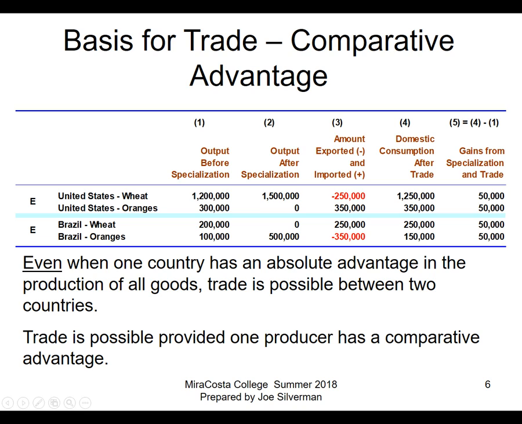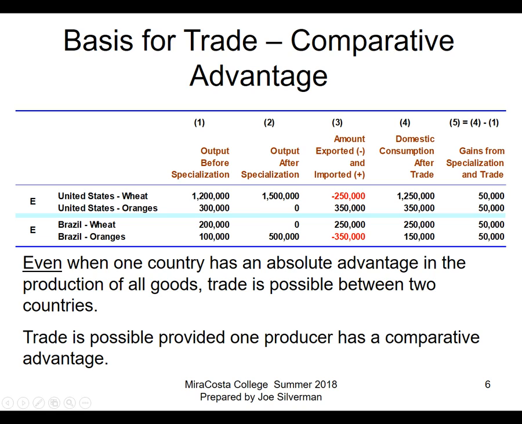So what I'm doing over here is subtracting 250,000 tons of wheat from the total produced in the U.S. That leaves American consumers with 1,250,000 tons of wheat, but we're adding 350,000 tons of oranges that are coming from Brazil. See, I subtracted 350,000 tons of oranges from Brazil's total, and I added it here to the U.S. total. So now American consumers have 1,250,000 tons of wheat and 350,000 tons of oranges.